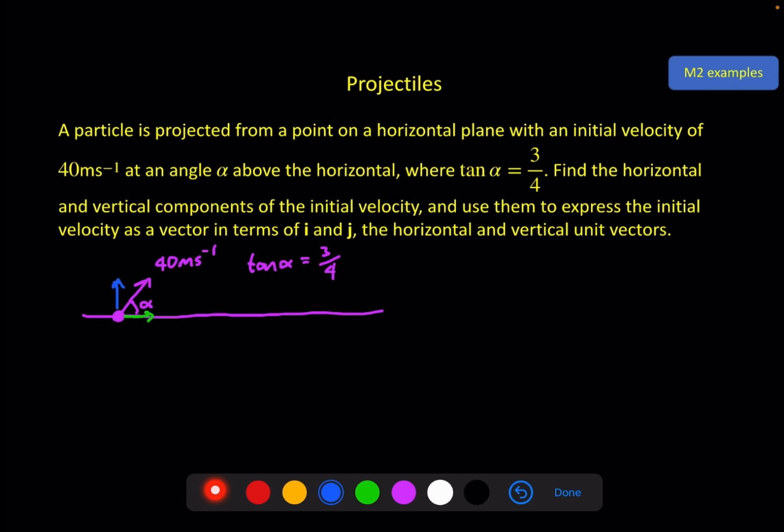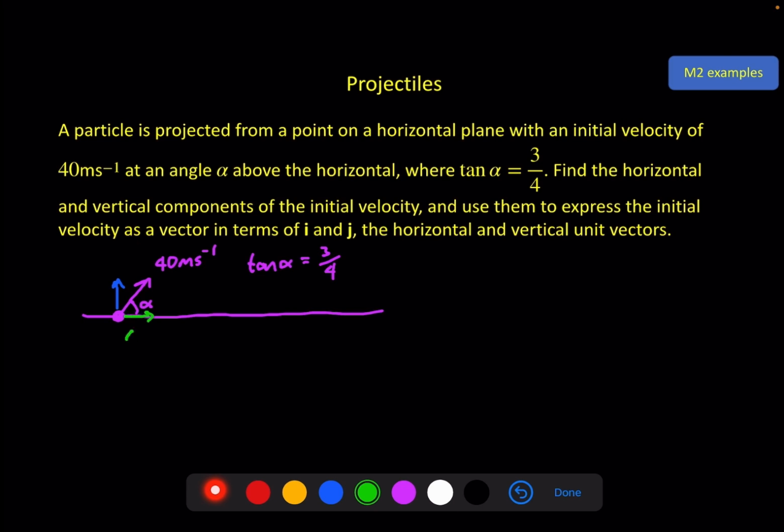And as a question, that's actually quite easy. From what we've already said so far, you know that the green one here, the horizontal component, is 40 cosine alpha, and we know alpha is about 37 degrees, and the blue one is 40 sine of alpha. But in order to get these as exact values, we need to do something slightly differently.